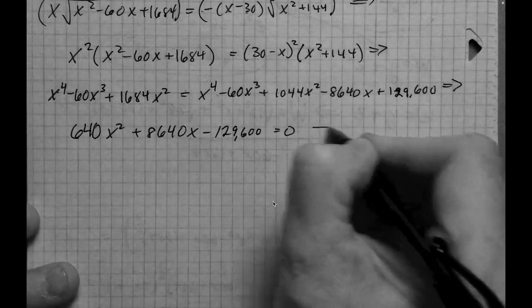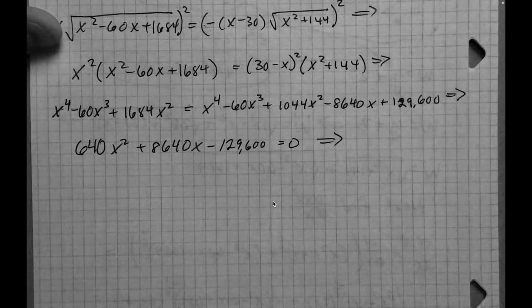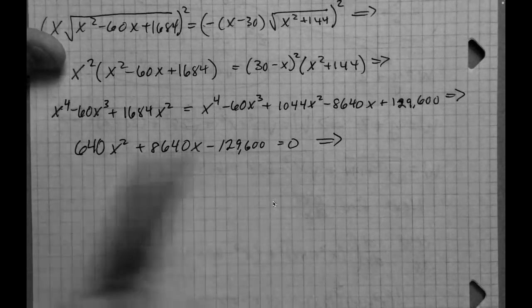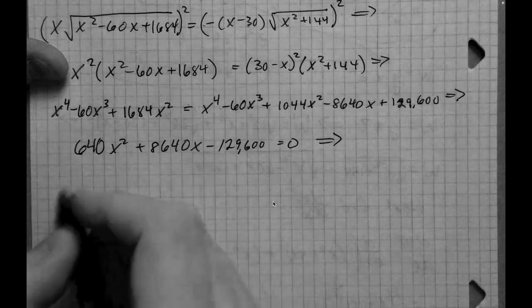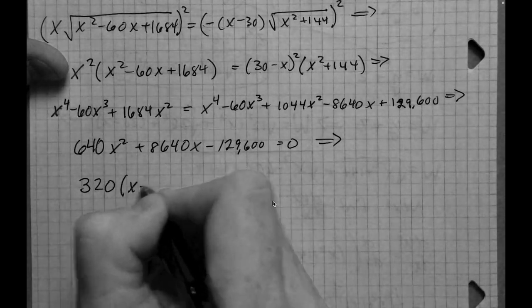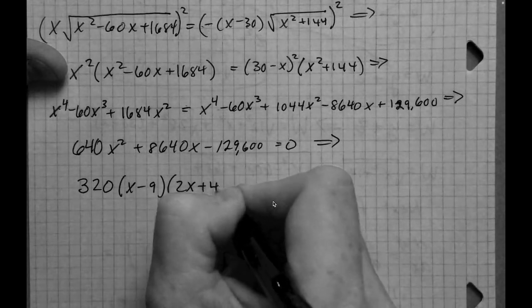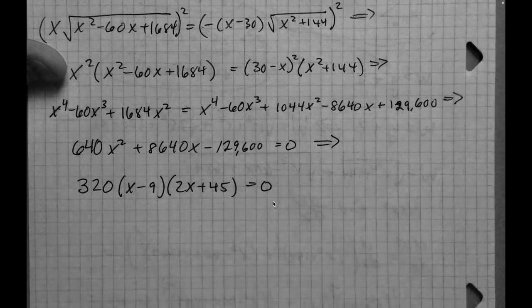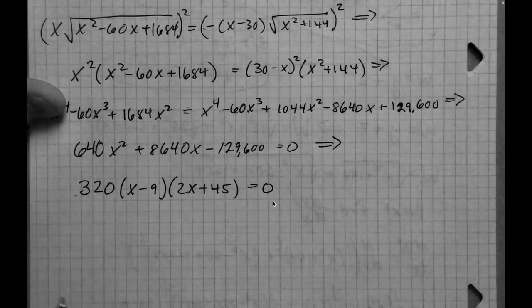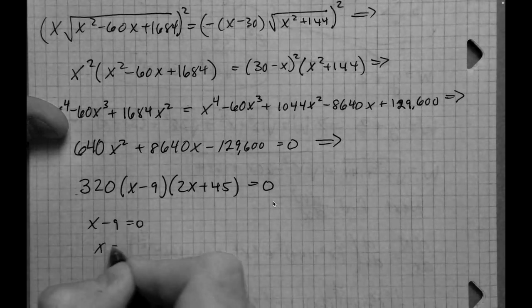Okay, and now here's where you're going to want to get out a calculator or go to Wolfram Alpha or something. You're going to have to figure out some way to deal with this. These are big coefficients. But you can factor a bit here, right? So 320 times (x − 9) times (2x + 45) equals 0. Okay, and so the 320 doesn't matter. But you've got x − 9 = 0, so that means x = 9.